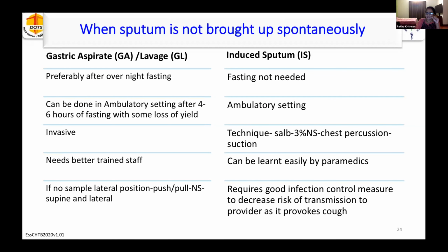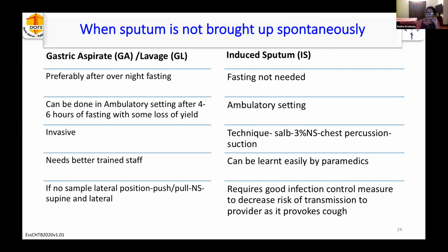And the second option is induced sputum. Here, fasting is not that needed, but 2 to 3 hours of fasting is preferable. Here, you can do it in an ambulatory setting. The technique is 3% saline. We give nebulization with 3% saline to induce cough. But 3% saline is a bronchoconstrictor. So, before giving 3% saline, you have to give a bronchodilator in nebulized form. You can give nebulized salbutamol or salbutamol MDI. MDI is better, but still you have to have a nebulizer for giving 3% saline.